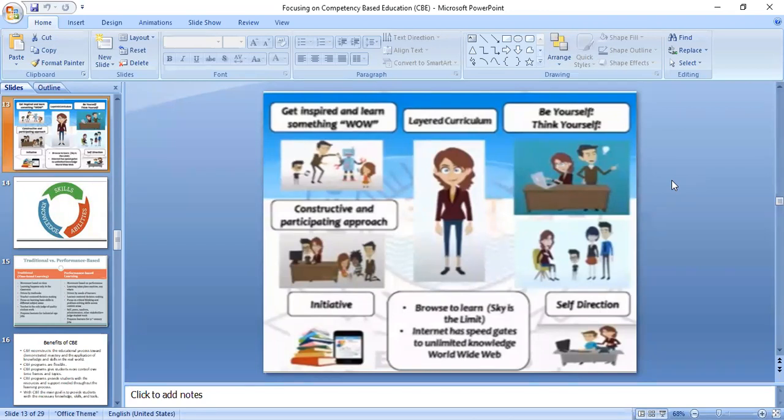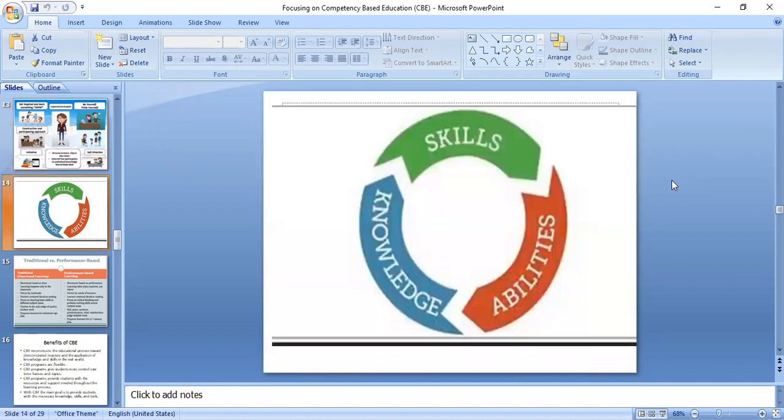That means they have to be, or they should be genuine. And browse to learn, there is no boundary to learn, sky is the limit. And we all have the internet, accessibility of internet, so we can use that in the learning process. Self direction is also very important, that the student should know clearly which direction he or she is going to.